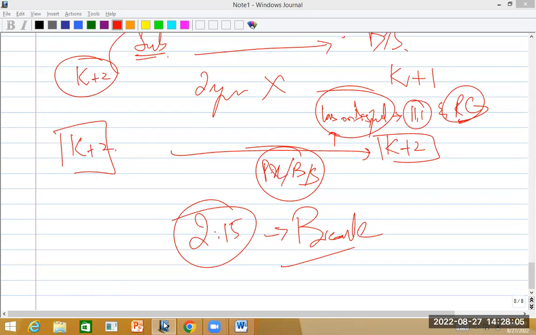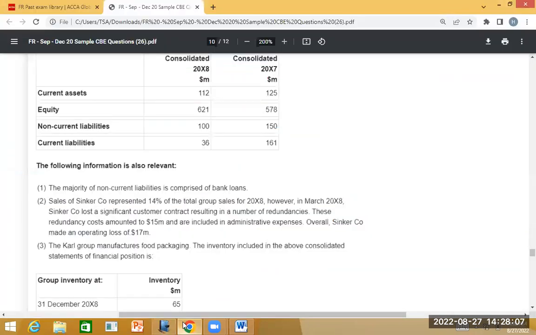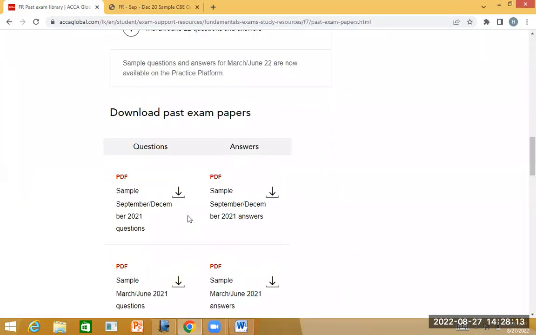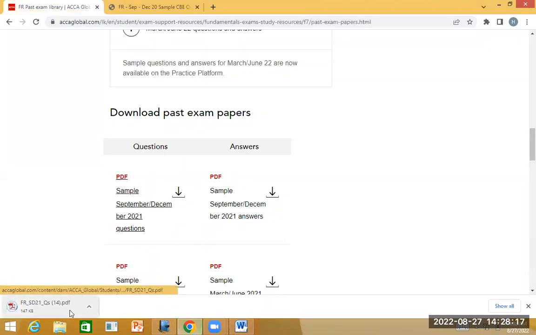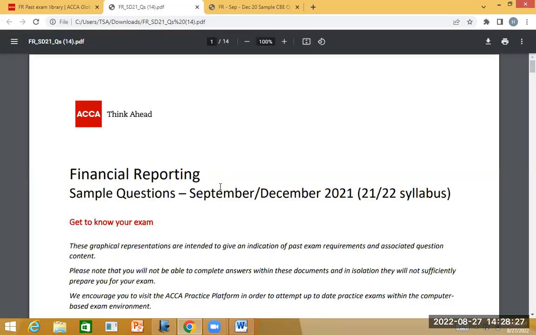So, before the break, we have done the question from the September, December attempt past paper. Right now, we are going to start the question from September, December 21.